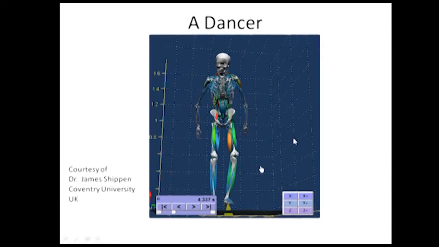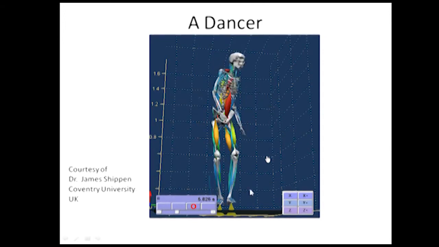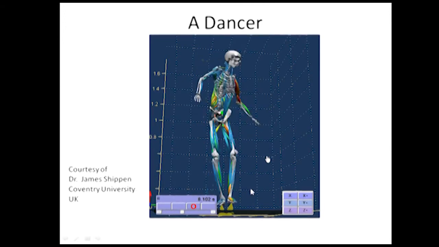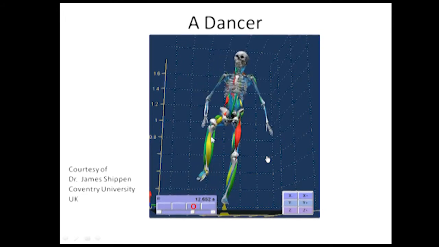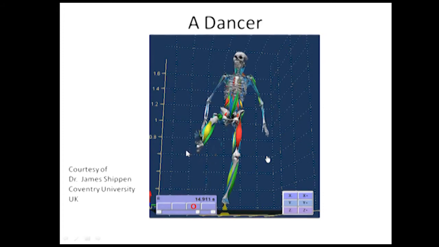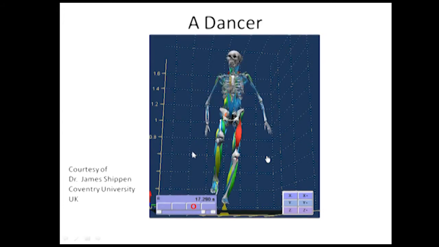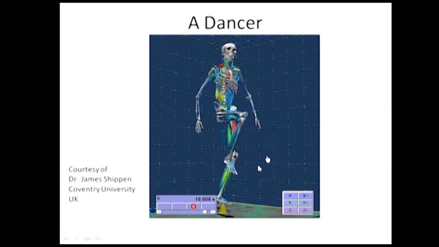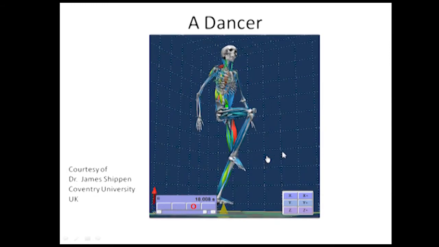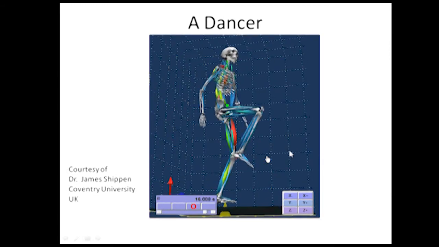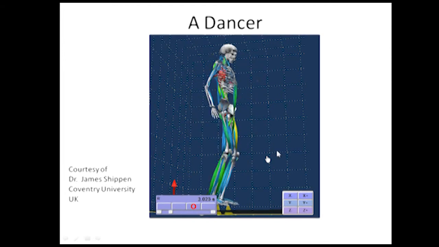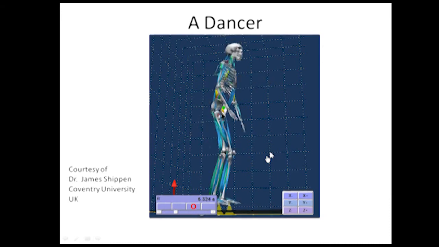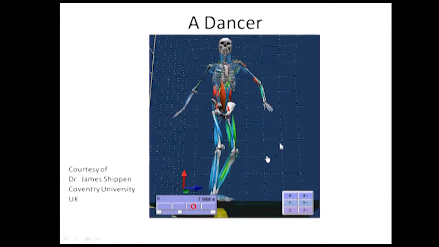So I just want to show and talk finally a little bit about this software, which was written in MATLAB. I guess it's a little jerky because I had to reduce the size of the file. And there are 133 muscles that can be represented here. Dr. Shippen actually works in a lab that studies injuries due to dancing, and so this is actually a dancer.